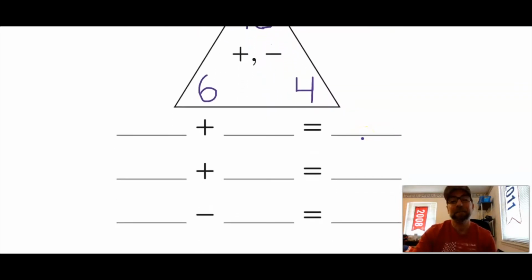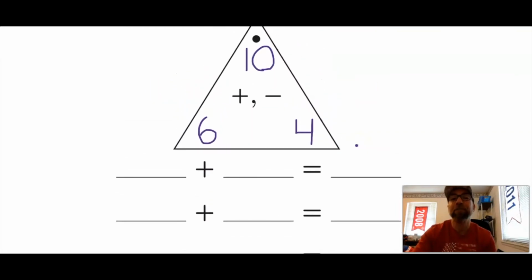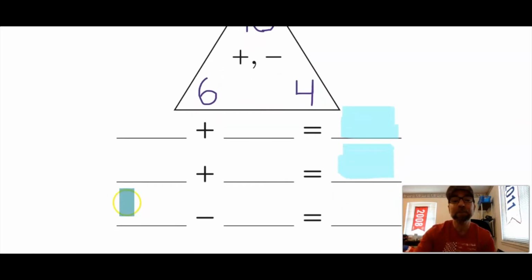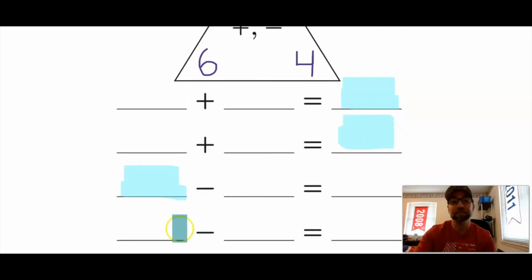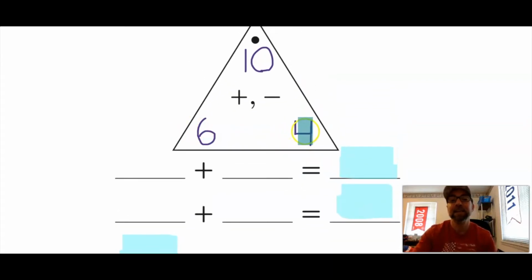I want to see if you can write the 4 facts that go with our fact triangle. Remember that the biggest number comes last in addition, and it comes first in subtraction. See if you can come up with the 4 facts for the 6, the 4, and the 10. Press the pause while you finish this problem. When you're done, press play to see if you are correct.